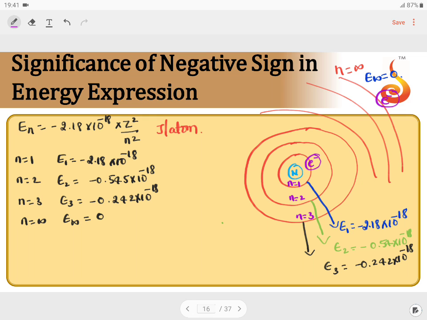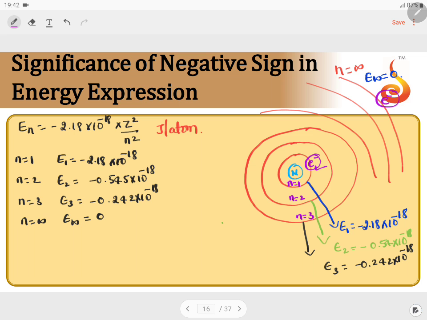Therefore, if you consider the electron which is in the first orbit and the electron which is in the infinite state, definitely the one which is nearer to the nucleus is said to be stable. Now, how do we say that? The justification is given by looking at the energy value. The one which is nearer to the nucleus, that is E1, has minus 2.18 into 10 power minus 18.